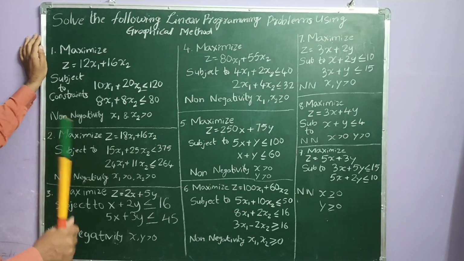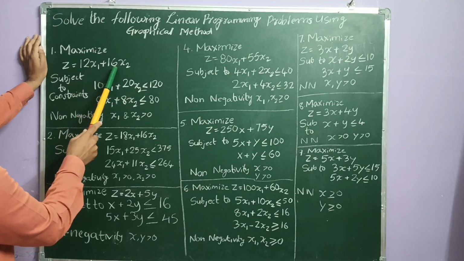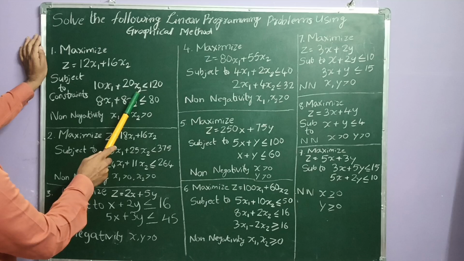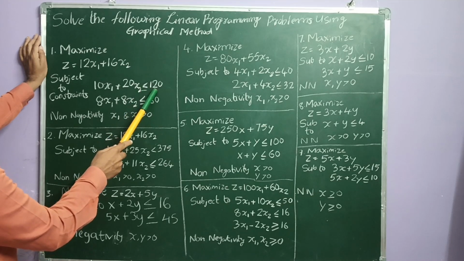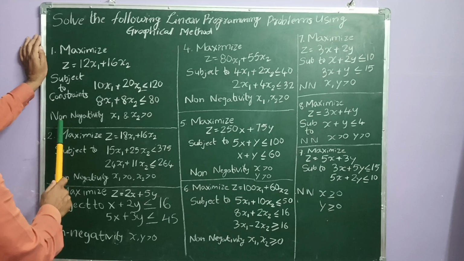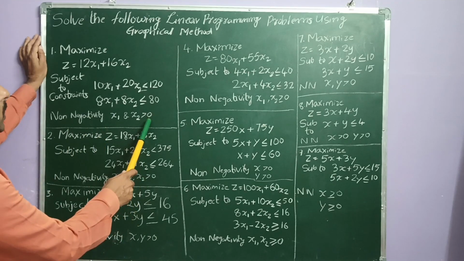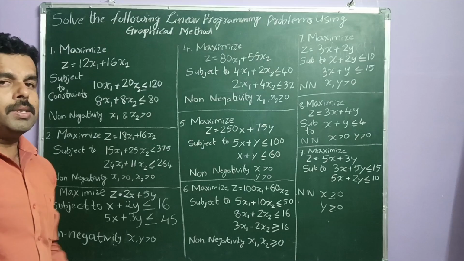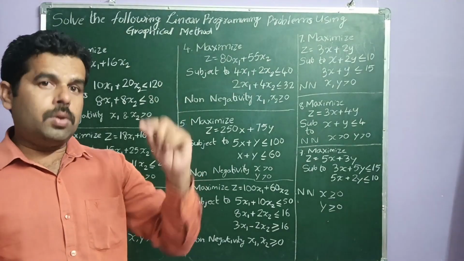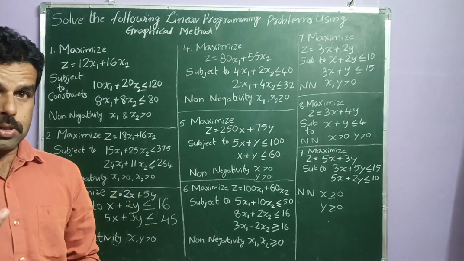So you listen to the problem. First problem: maximize z equals 12x1 plus 16x2 subject to constraints 10x1 plus 20x2 less than or equal to 120, 8x1 plus 8x2 less than or equal to 80, then non-negativity x1 and x2 greater than or equal to 0. This problem we solved and kept on our YouTube channel. You can see it in the iCard also, where you are going to see this problem, what we solved and which procedure we followed.